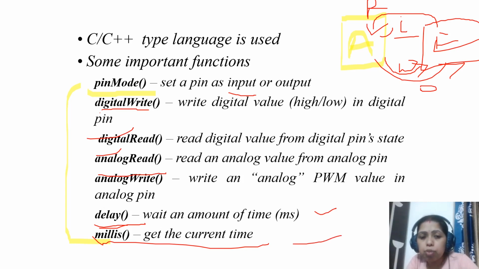Then you have to use the millis, to get the current time. But millis is rarely used in the different Arduino programs, while pinMode, digital write, digital read, analog read and delay function are used normally in all the Arduino programs.